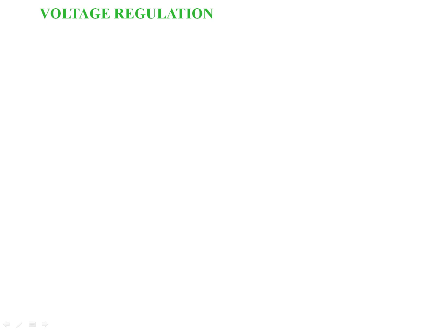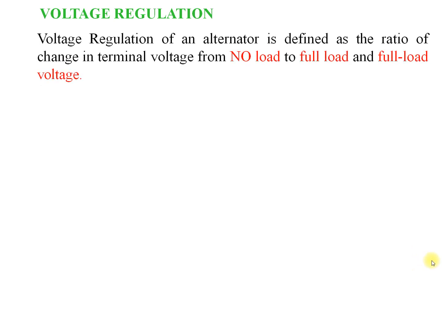So in this lecture we are going to see about the voltage regulation and two methods of finding out the voltage regulation. So what do you mean by voltage regulation? Voltage regulation of an alternator, or for any voltage generating or energy generating device in the electrical domain, is defined as the ratio of change in the terminal voltage from no load to full load and the full load voltage.